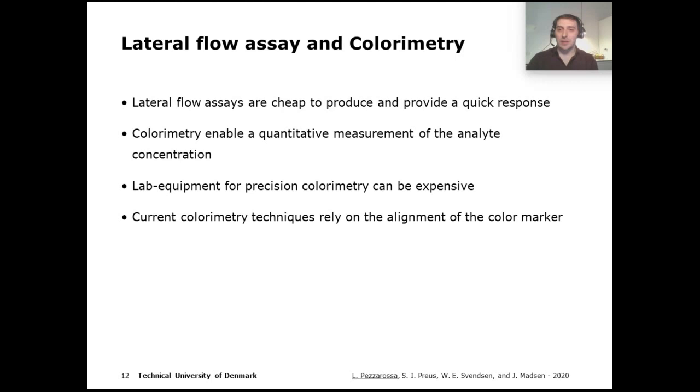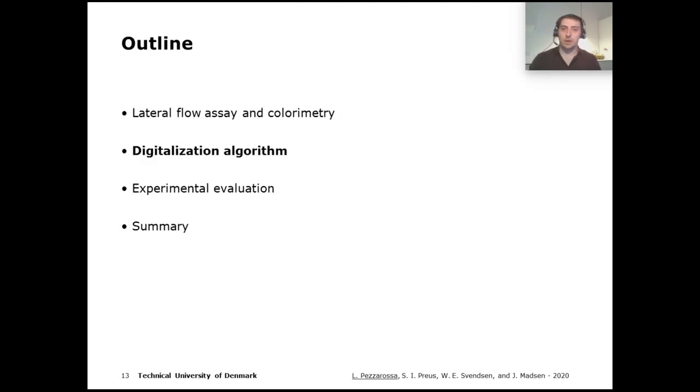The current colorimetry techniques rely on the alignment of the color marker. This means that the position, shape, and size of the marker is known in advance. In this work, we want to remove this constraint and be able to detect the marker, its shape, its position, and its size, and finally average its color without knowing in advance where it is. Now we move to the main contribution of the work, which is the digitalization algorithm.